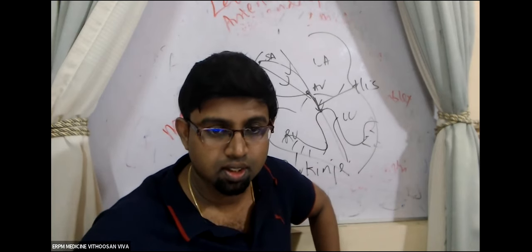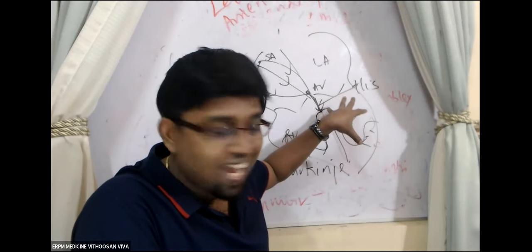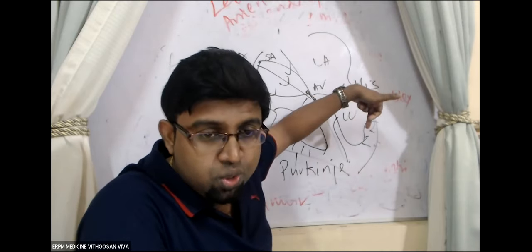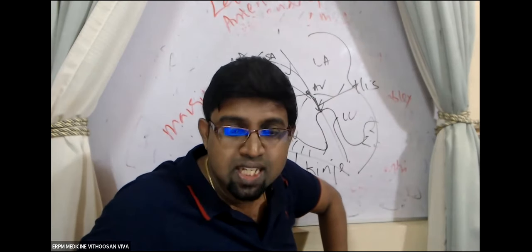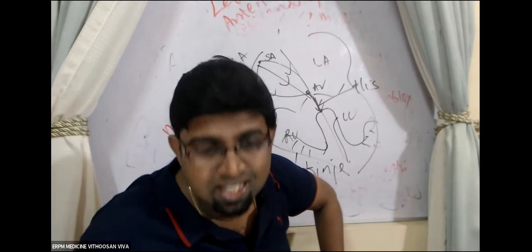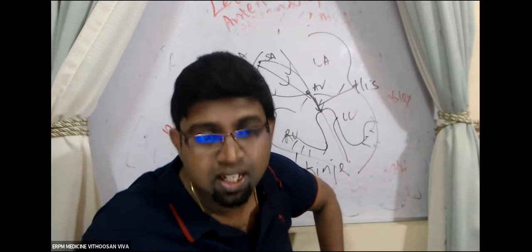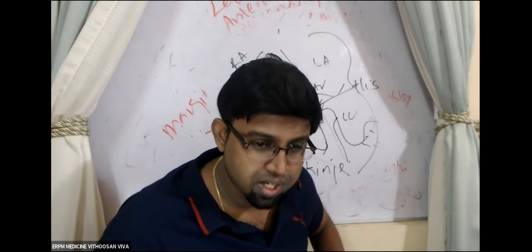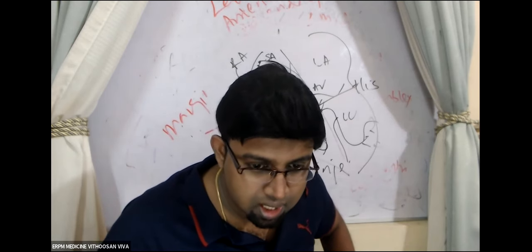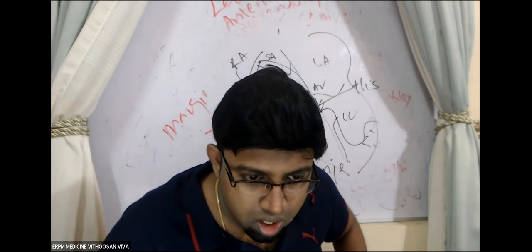Understood? So in a normal heart, the current goes from the SA node to the AV node via the atrial muscles. The AV node is the gate, and from it the current comes to the His bundle. It divides into right and left, and the left has another two branches. Each branch gives off small ones, which are your Purkinje fibers. This is how the electrical activity of the heart works.